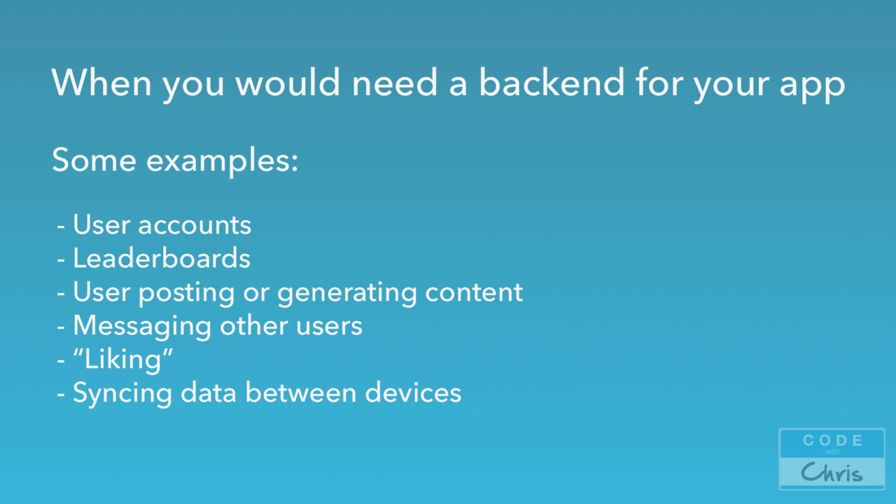So here are some examples where you would need to consider a backend for your app. So if you have some notion of user accounts, whether that's logging in or creating an account or registering, whether you have leaderboards, if you have users posting or generating content, if you're messaging other users, if you're liking content, you need to store that relationship somewhere. Or even if you want to implement the functionality where you sync data between different devices. So if a user uses two different devices and you want to sync that data between those two devices for the same user, you would still need a backend.